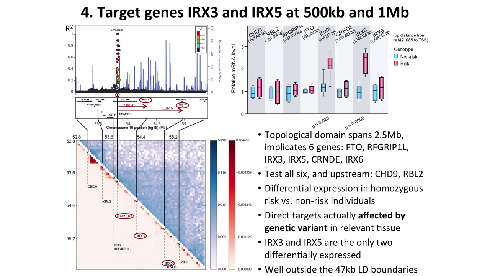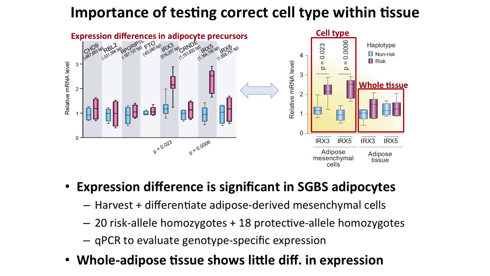So we basically are now showing that these are directly affected by the genetic variation in the FTO locus, not simply showing a physical interaction. So we believe we now know the target genes of IRX3 and IRX5 and the target tissue. And previously, it was reported that whole tissue adipose is not actually showing an eQTL for either IRX3 or IRX5. But in fact, that is completely consistent with our data because it's only in adipocyte precursor cells that we see this, not in whole adipose tissue, again, emphasizing the importance of testing the correct cell type within the tissue.